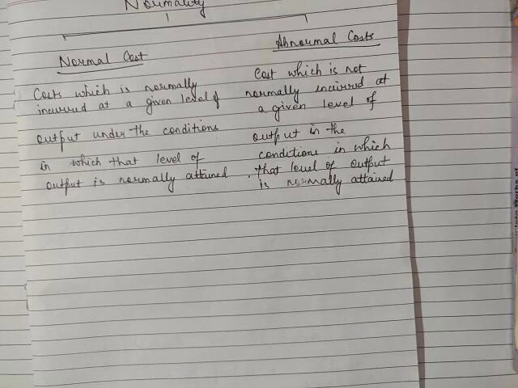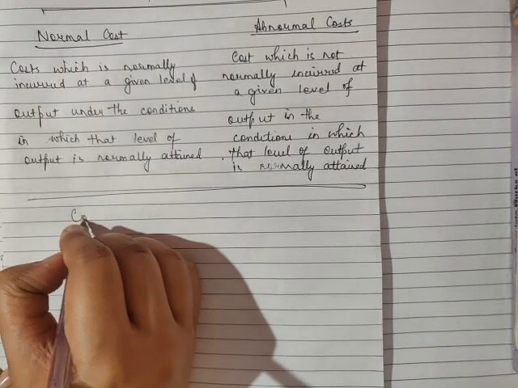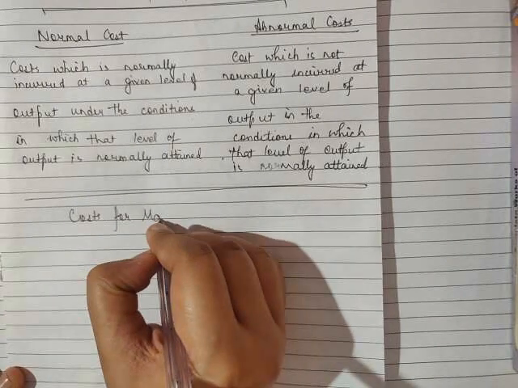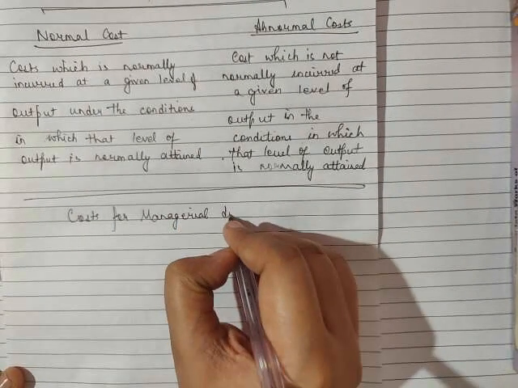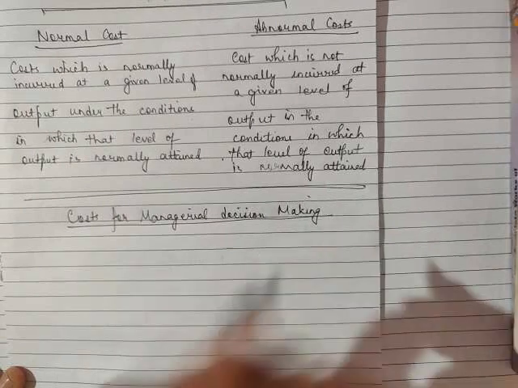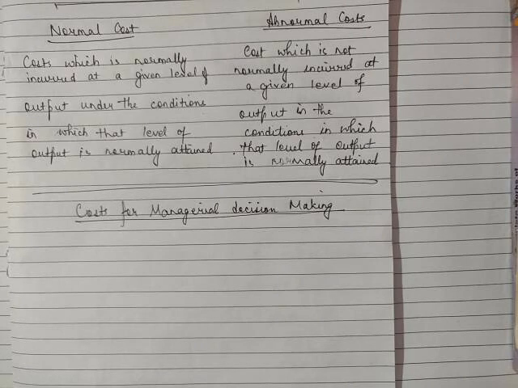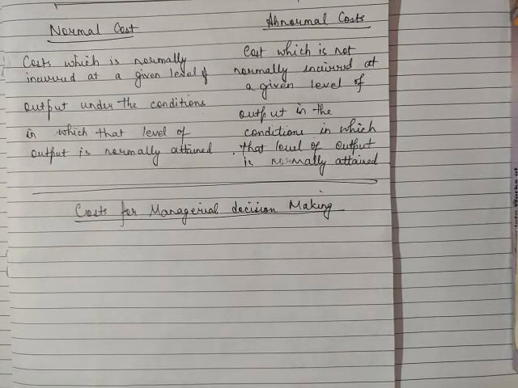Now we are going to look at the classification of costs for managerial decision making. One of the objectives of cost accounting is to help the management in decision making. So, to enable the management in making correct decisions, the costs are divided into various categories, each of which serves a different purpose in helping the management. The first is a predetermined cost.